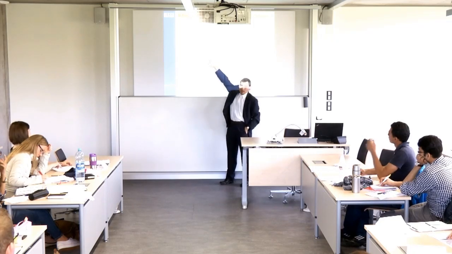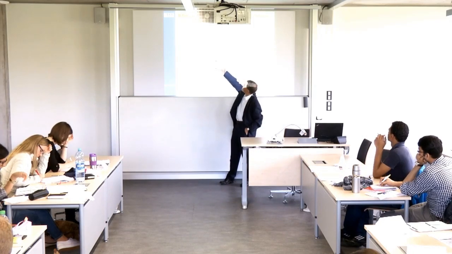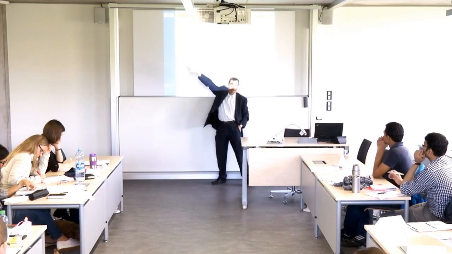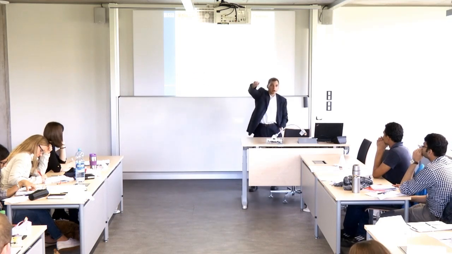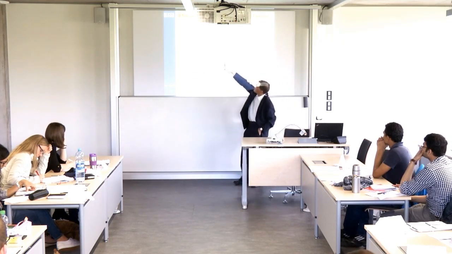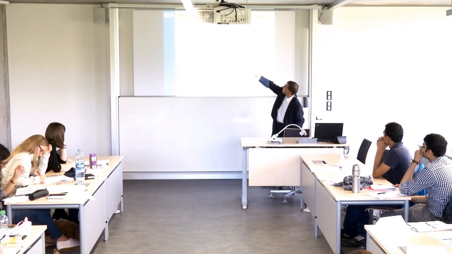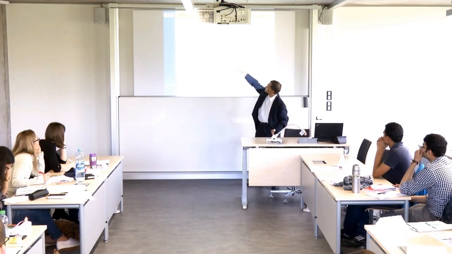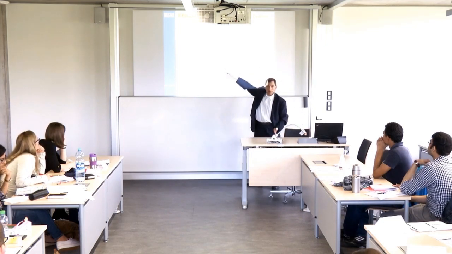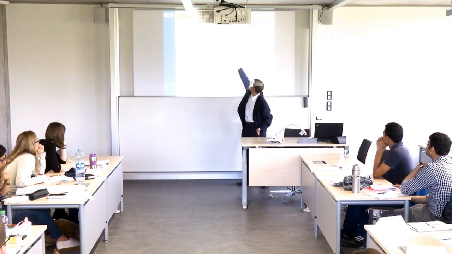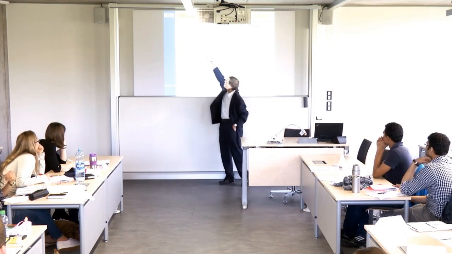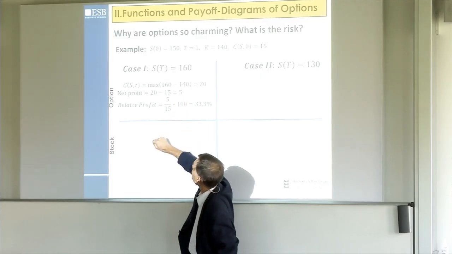So let's start with the first scenario. At the end of maturity, the stock price is 160. Then we take the formula we have learned from our slide before. It's the max of the stock price at the end, 160, minus the strike price, which is 140. That gives me a payoff of 20. The profit is payoff minus cost.